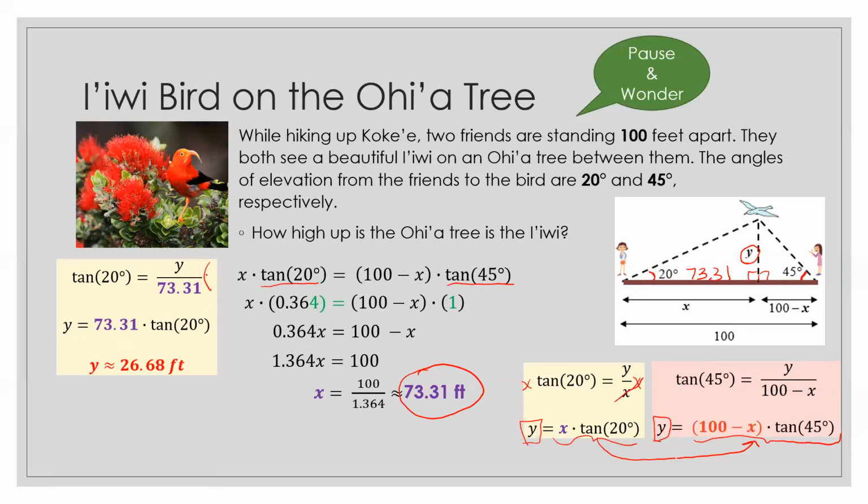Then you multiply by 73.31 on both sides. y is 73.31 times tangent of 20. Plug that into your calculator. y is 26.68 feet. So the bird is roughly 26.68, or you can say roughly 27 feet up the tree.